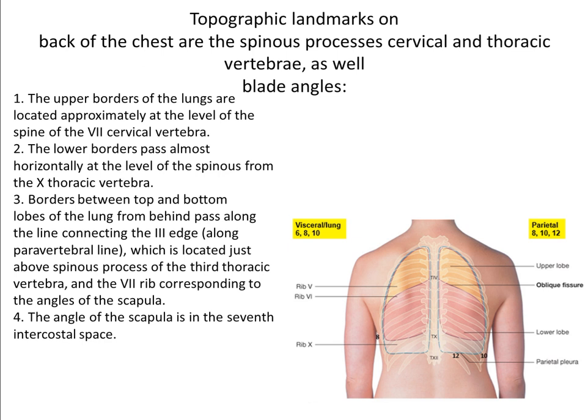The border between the upper and lower lobes of the lung from behind passes along the line connecting the 3rd rib along the vertebral line, which is located just above the spinous process of the 3rd thoracic vertebra, and the 7th rib corresponding to the angle of the scapula. The angle of the scapula is in the 7th intercostal space.